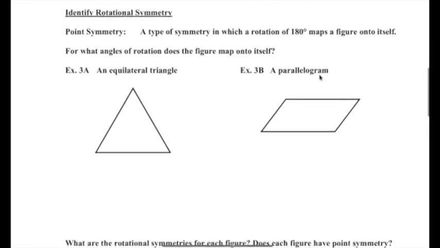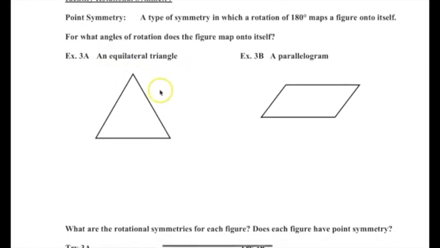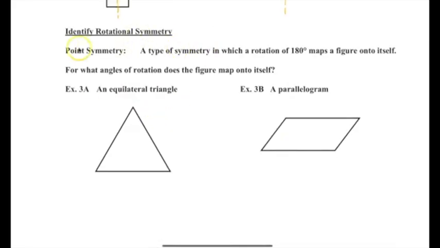Okay. How about rotations? How many different ways can I rotate it and have it map to itself? So far, we've been doing a lot of point symmetry. Point symmetry is a type of symmetry in which a 180 degree rotation maps the figure onto itself.